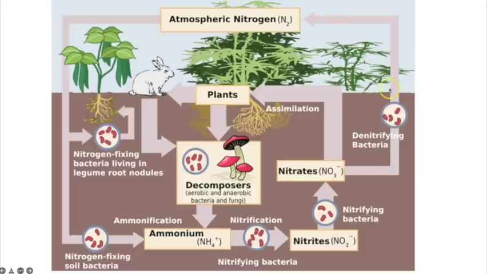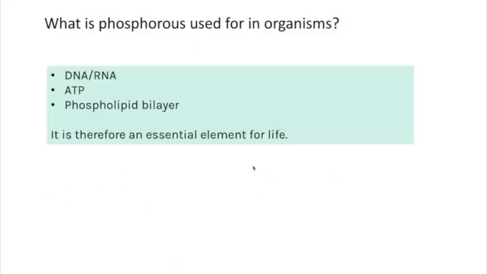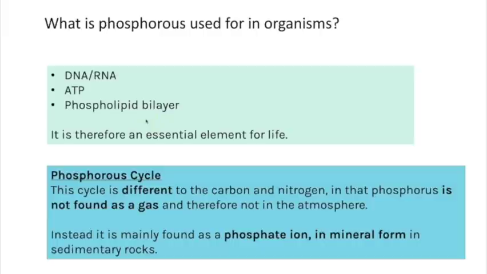So other than the denitrifying bacteria stage, all of the other stages are oxidation, and they would require oxygen to be present. The other cycle you need to know is the phosphorus cycle. And phosphorus is really important because it's used in the phosphate groups of DNA, RNA, ATP, and in the phospholipids within the phospholipid bilayer. So it is an essential element for life for all organisms.